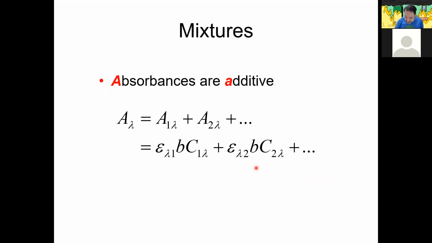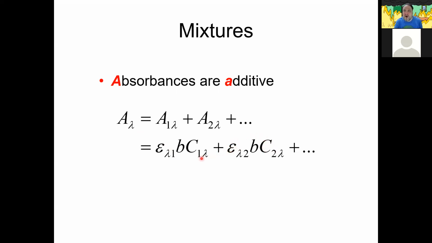And if you are working in a mixture, our absorbances are going to be additive. So our absorbance at a particular wavelength is going to be the sum of the absorbances at that wavelength for component 1 and the absorbance at that wavelength for component 2, and so on. So you can expand that and say that your overall absorbance is going to be the concentration of component 1 and its absorptivity, and the concentration of component 2 and its absorptivity.